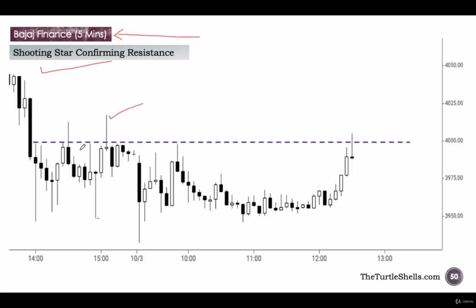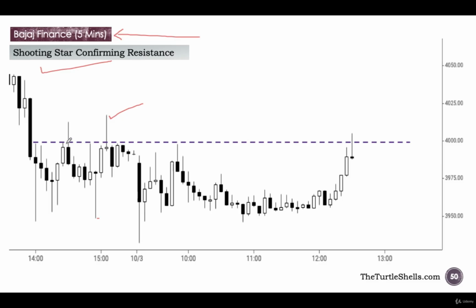And you have a pattern here which we have not yet discussed, but that is another pattern where a tall black candle comes after a tall white candle. That is another bearish pattern. We will discuss it in the next module.